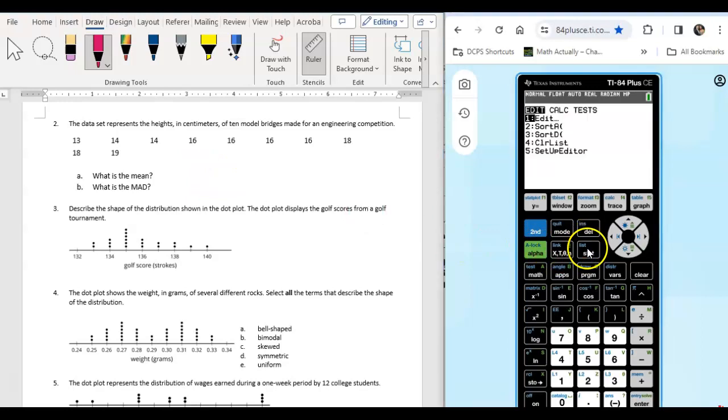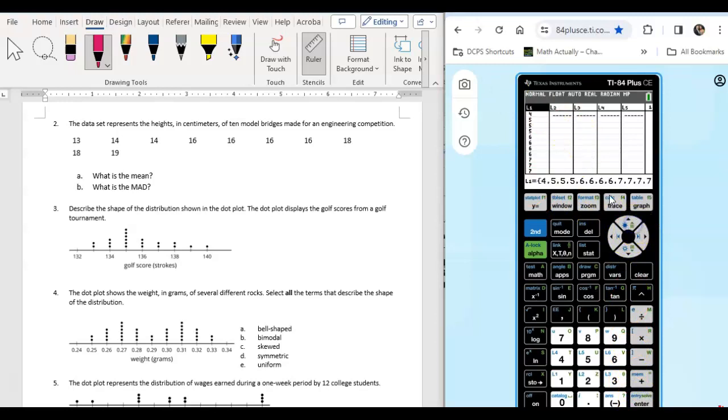For the purposes of this, I'm going to remind you how to use your calculator. So I'm going to edit my list. If you already have values like I have up here, you can go up to L1, press the clear button, and then press enter, and it will clear all the values, okay?